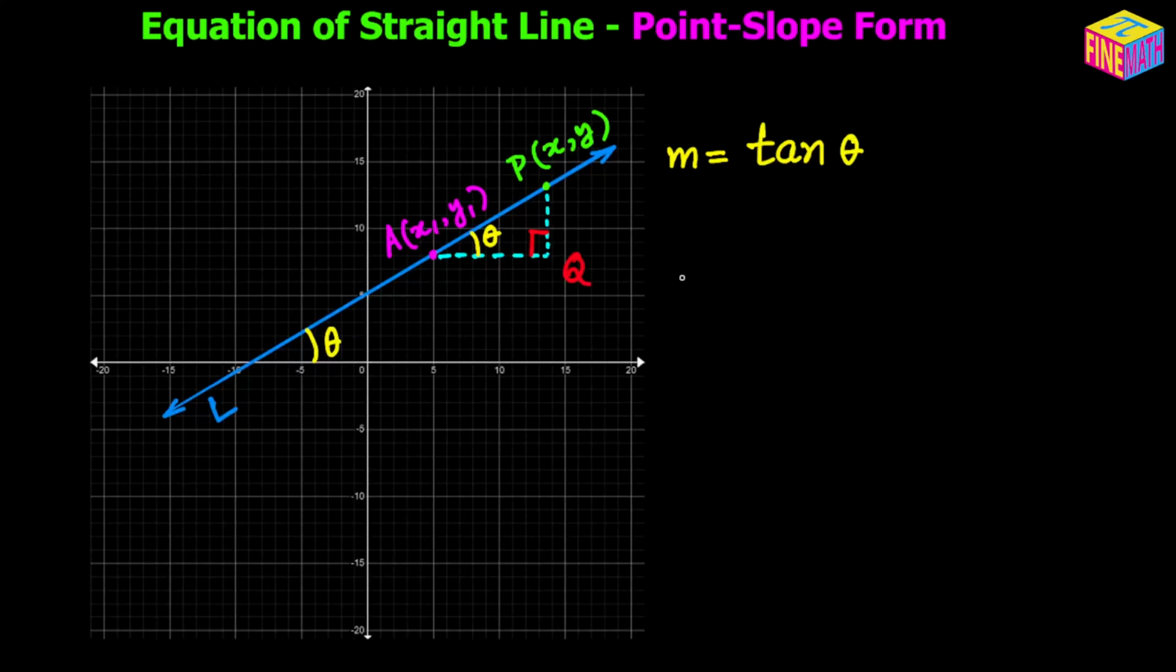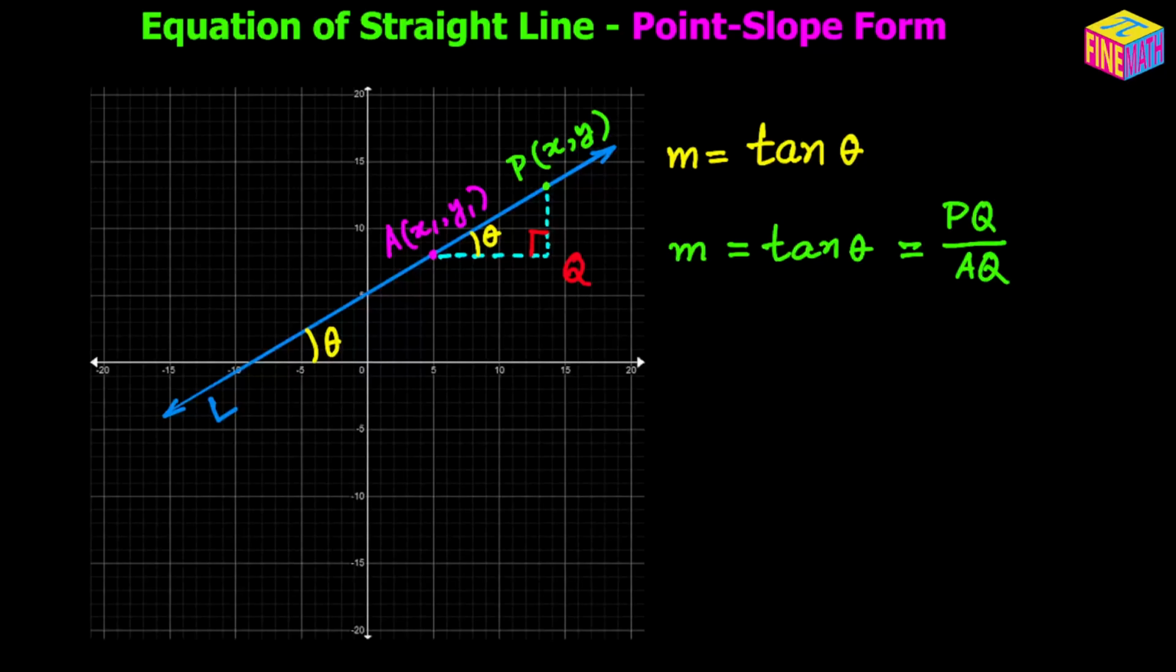Now if that is the case, then what is the slope of our line segment AP? So the slope of our line segment AP, if we assume that it is equal to m, will be equal to tangent of theta, and that will be equal to PQ divided by AQ. That's the rise over run, PQ divided by AQ. Now what are the coordinates of the point Q? Let's try to figure that out.